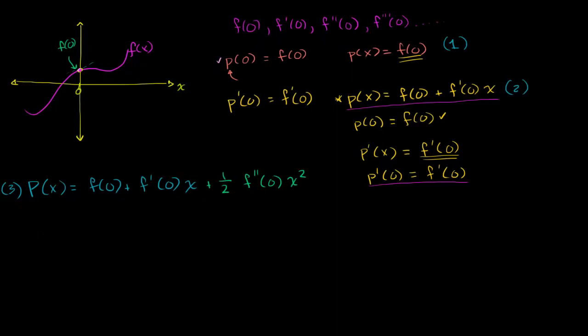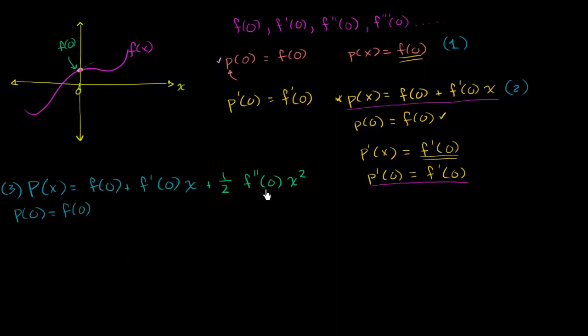Because now let's evaluate this and its derivatives at 0. So if we evaluate p of 0, it is going to be equal to what? Well, you have this constant term. If you evaluate at 0, this x and this x squared are both going to be 0. So those terms are going to go away. So p of 0 is still equal to f of 0.